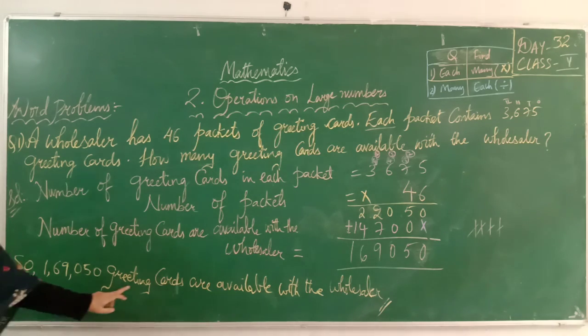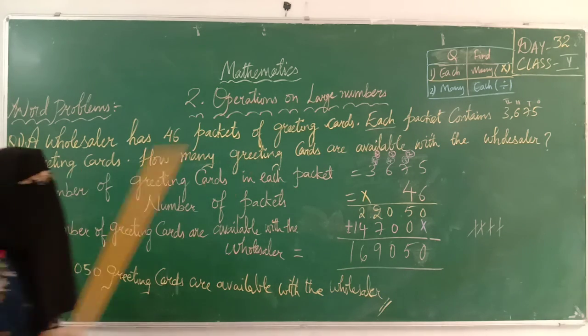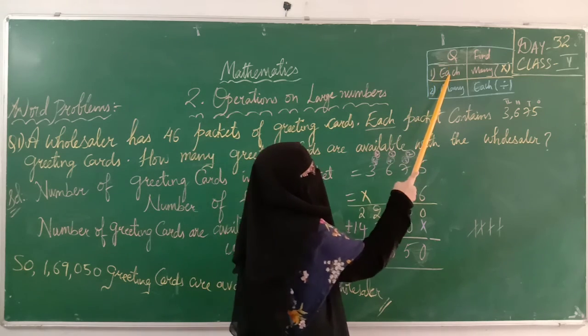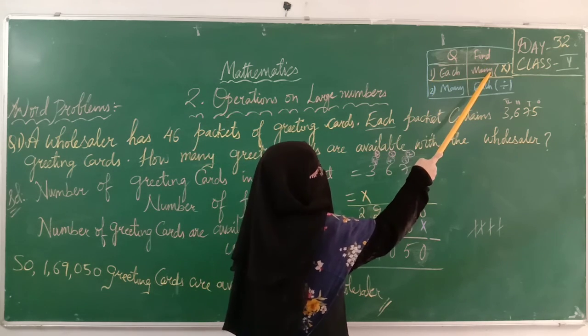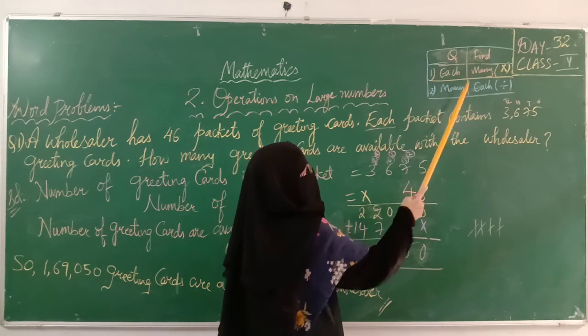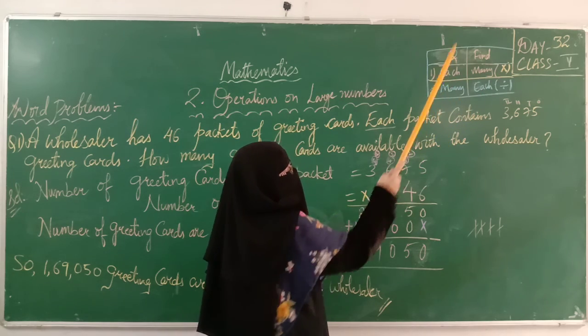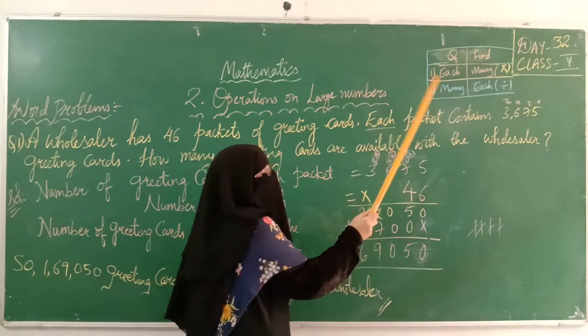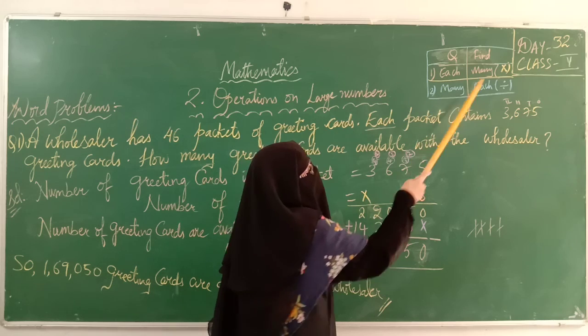Hope you all understood. Whenever you are doing multiplication word problems, first read the question carefully. I already explained this box to you. If they have given in the question each, and you have to find many, that means you have to do multiplication. If they give you many, as in the apple example, and you have to find each, that means you have to do division. Remember this and do the problem.